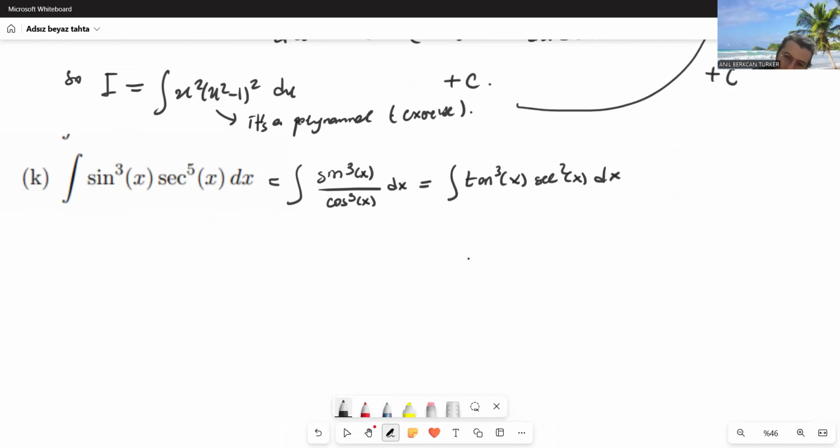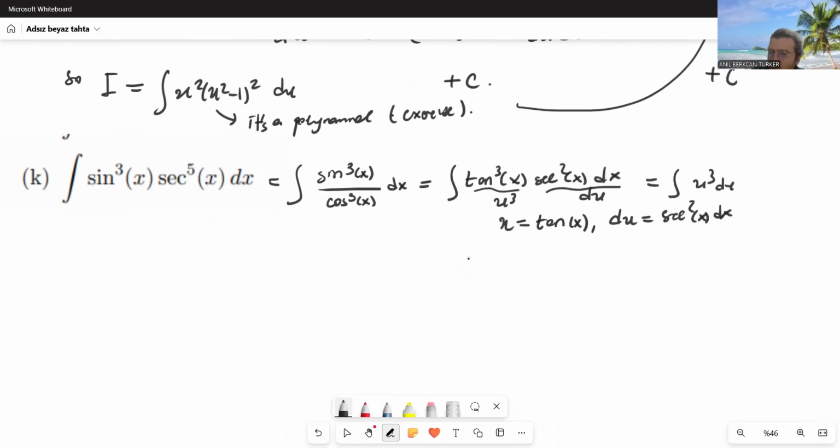Because when you put, let's say, u is equal to tangent x, then du becomes secant square x dx. So this is your du, and this is your u cube. So this integral is just u cube du. So it is u to the power 4 over 4 plus constant. But it's not finished. You need to put u back. Tangent 4x over 4 plus c. Okay, so it is finished.